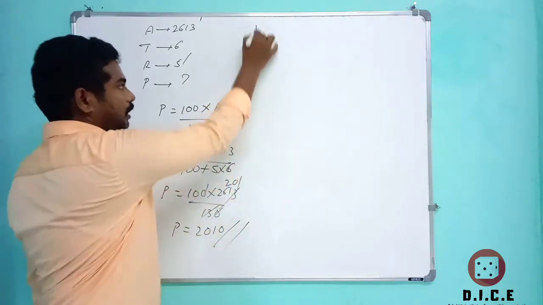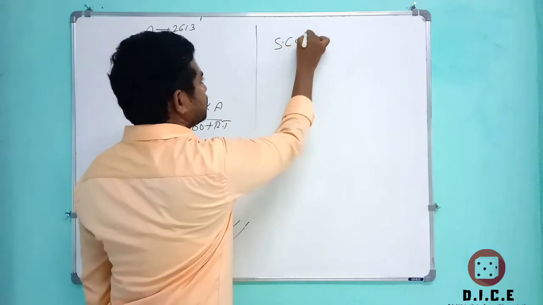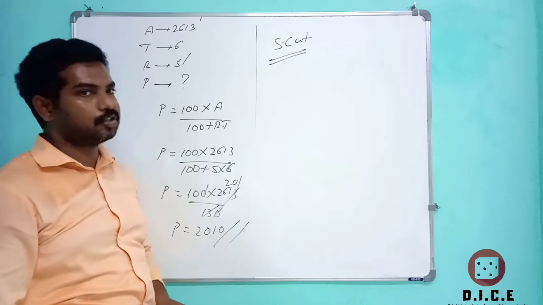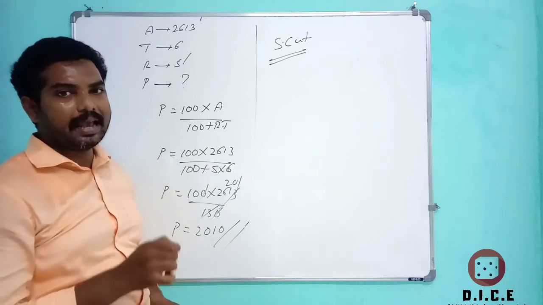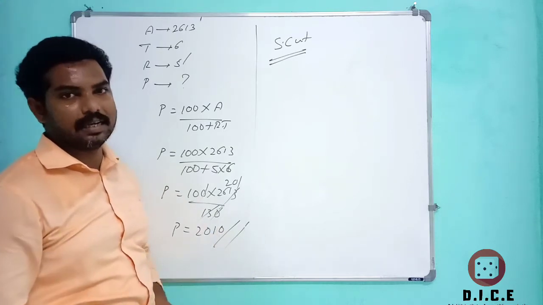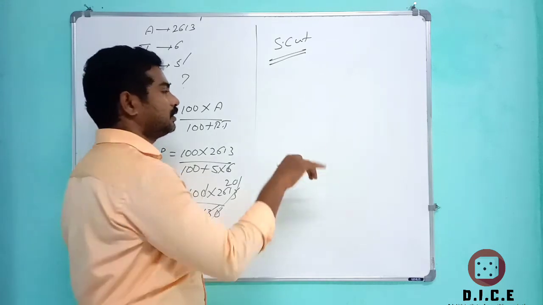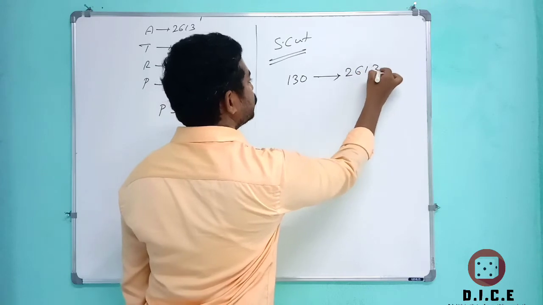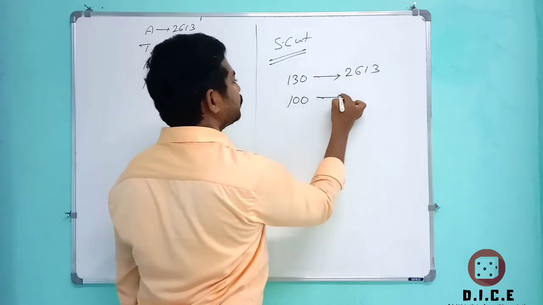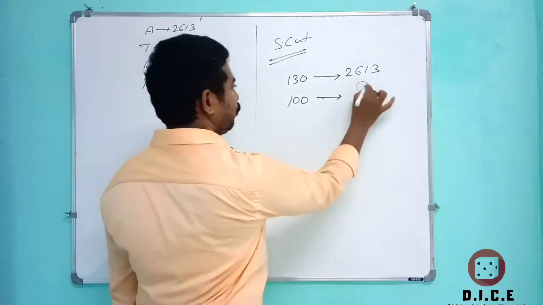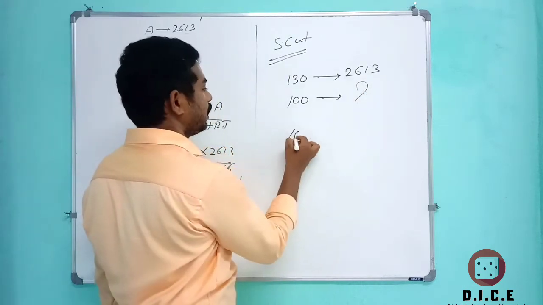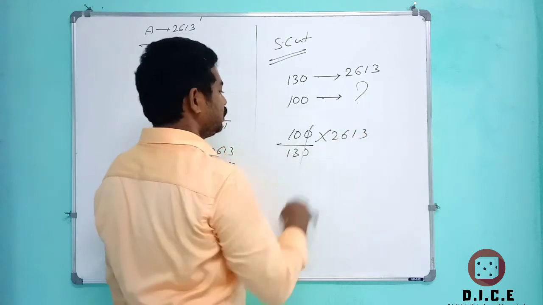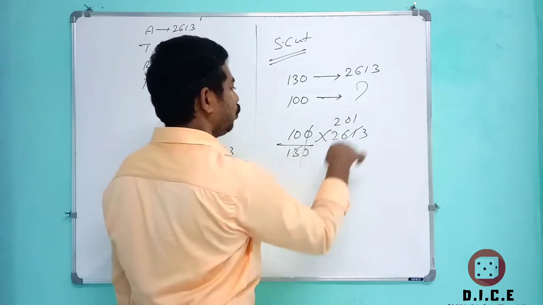Now if you see the shortcut, the amount is always greater than the principal value. The amount is always greater than the principal value. He has given 5% for 6 years. 5 6s are 30. Now if we add 30 to 100, that becomes 130. If 130 is nothing but 2613, now what is the principal value? That is nothing but 100. To find it for 100, that is nothing but 100 by 130 into 2613. 0 gets cancelled. 13 2s are 26 and 13 1s are 13.